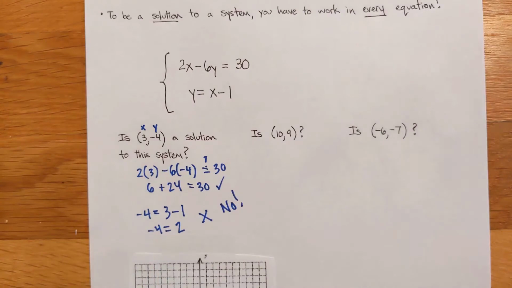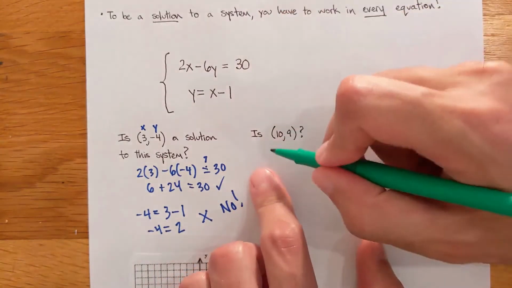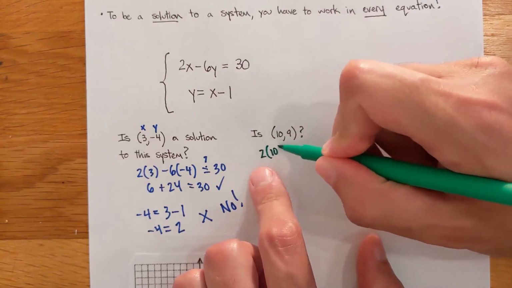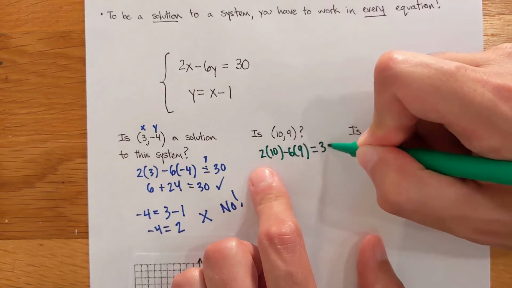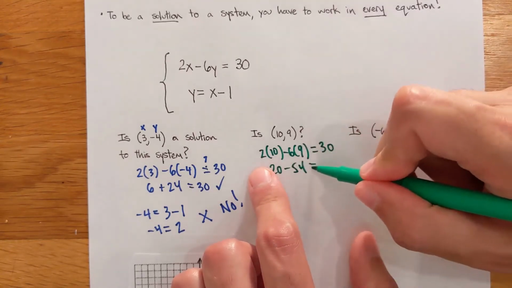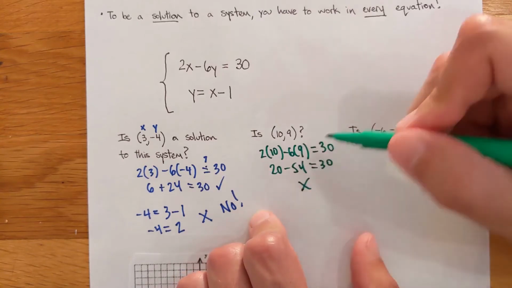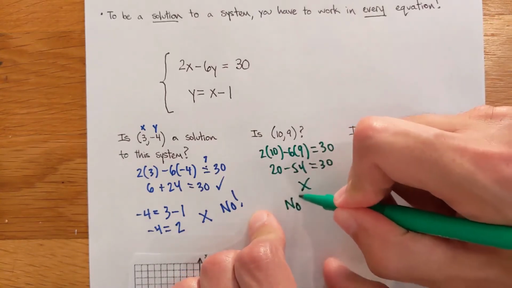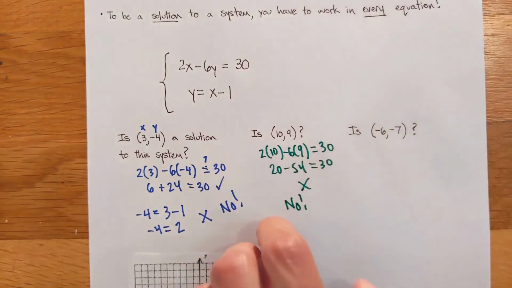Okay, let's go on to our second point. They give you 10, 9, and I'm going to plug 10 in for x and a 9 in for y. If I do that, that's going to be 20 minus 54, which clearly doesn't equal 30. That's negative 34. Since it already didn't work there, I'm not going to waste my time plugging it into the other one. I already know it's not a solution.